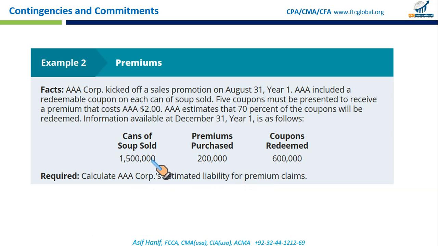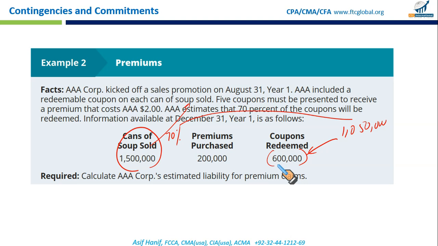Now this is the cans of soup sold, and a coupon is issued when one can of soup is sold. AAA estimates that 70% of the coupons will be redeemed. That means out of this 1.5 million coupons, 70% will be redeemed. That means the coupons that would be redeemed would be 1.05 million, right? Of these, 600,000 have been redeemed so far. How many remaining?